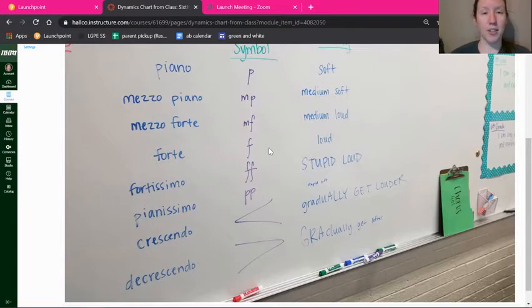Now, going back to the other definition of piano, you probably know a piano as an instrument. Every now and then you'll see me play one.